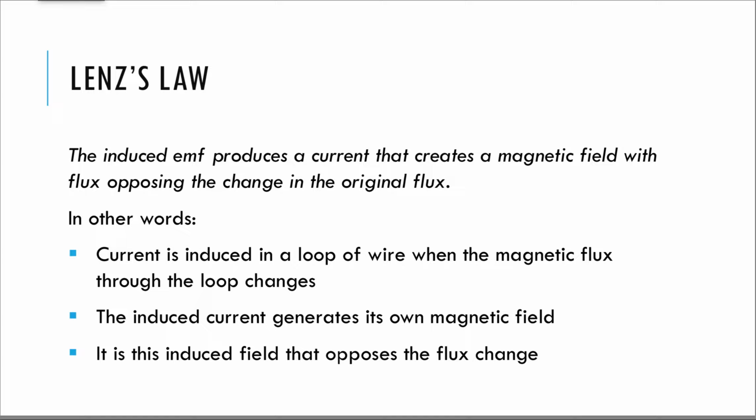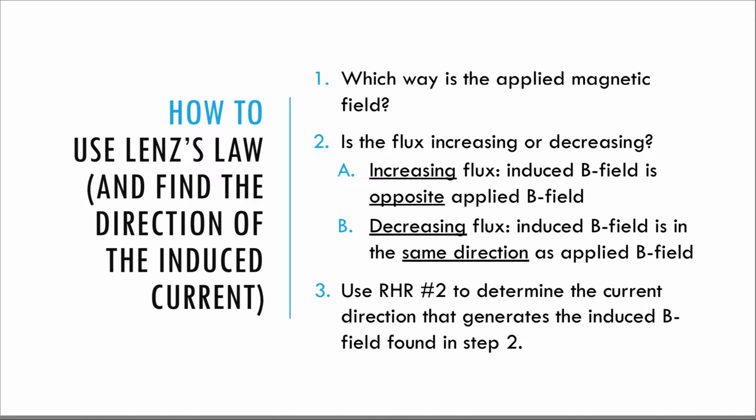So I've written some steps to help us understand how to use Lenz's law. We're going to use these steps as we go over the following example. First thing is you need to figure out which way the original field is going. And then figure out, is the flux through that loop increasing or decreasing? If the flux through the loop is increasing, then the induced magnetic field is going to be opposite the applied field. You see how it's opposing the original change in flux? The flux was increasing, so now the induced field wants to produce a magnetic field in the opposite direction to oppose the fact that the flux is increasing.